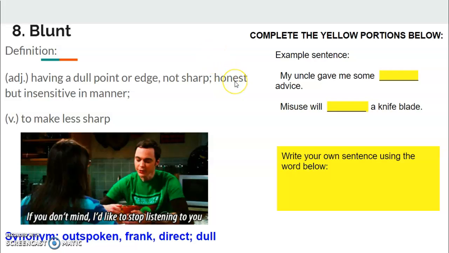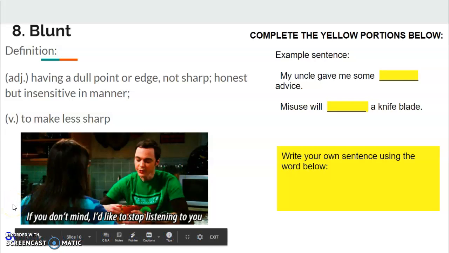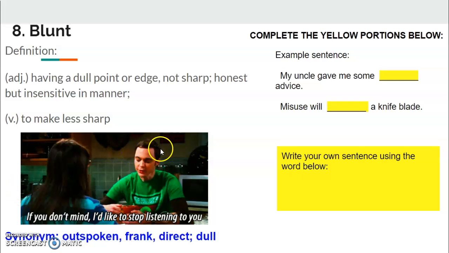It can also mean, if you're describing a person as blunt, they're very honest and straightforward, even if it hurts your feelings. So if you've ever watched The Big Bang Theory, you know Sheldon here, his personality is very blunt. It means that he is always saying things, he speaks his mind, he's honest, but a lot of people get upset by it. So it says, if you don't mind, I'd like to stop listening to you. Okay, so he was speaking the truth, but it was rude. So he's kind of blunt. He just speaks what's on his mind. He doesn't really care if it hurts someone's feelings or not.